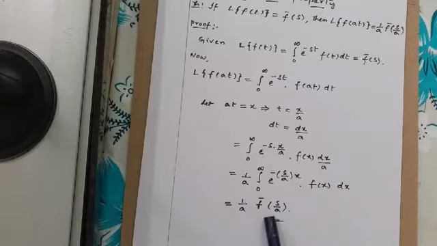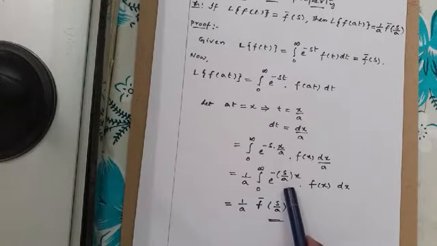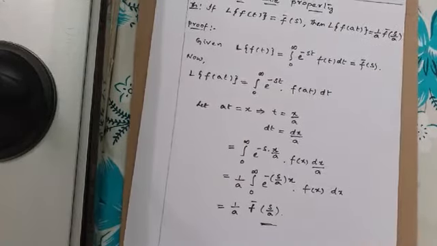Then 1 by a. As you know the formula, L of f of t is equal to integral 0 to infinity e power minus st f of t dt. So here we have integral 0 to infinity e power minus s by a into x into f of x dx. So instead of writing f bar s, we have to write f bar s by a, as in the place of s we have s by a. So hence proved. This is the proof of the change of scale property. Now let us do a problem based on this.